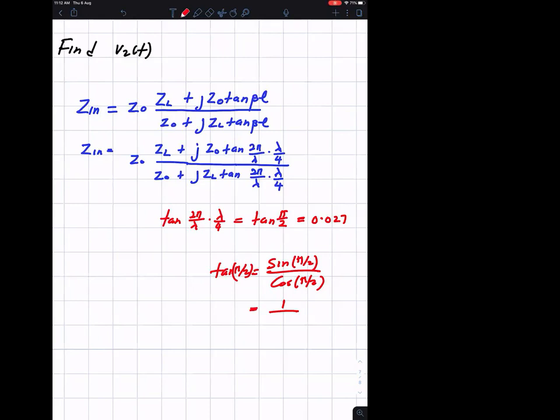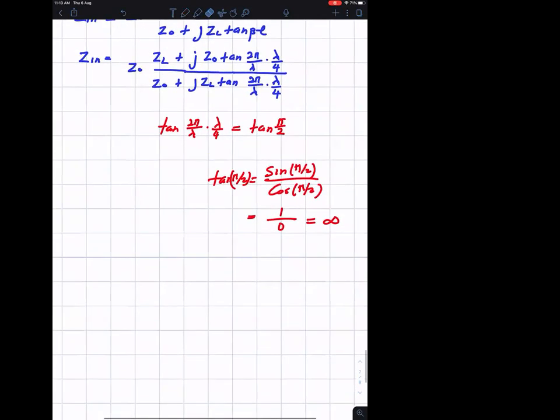Cosine pi over 2. I'm going to come and beat you guys up. Luckily, you are far away from here. 0, sir. So 1 over 0 is undefined, isn't it? So 1 over 0 is infinity, right? Then how can it be 0.027? So infinity.